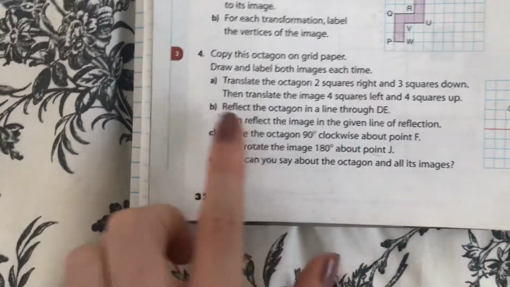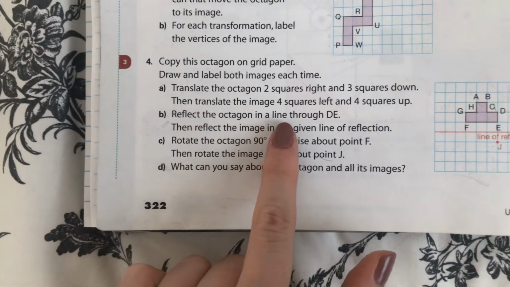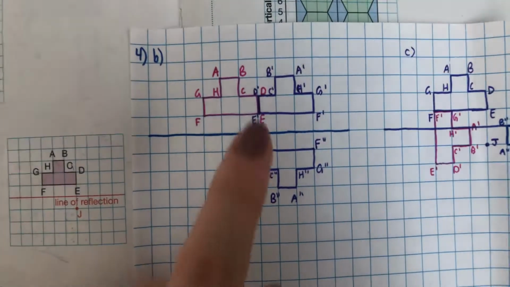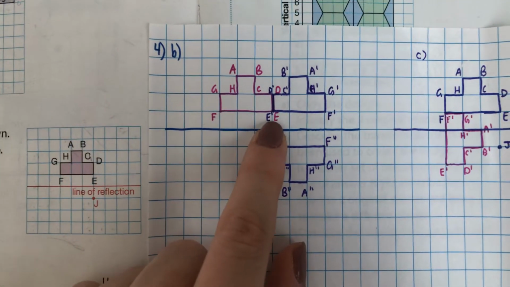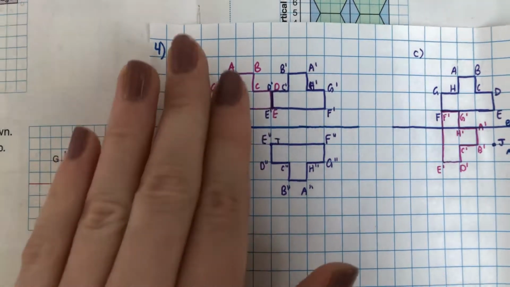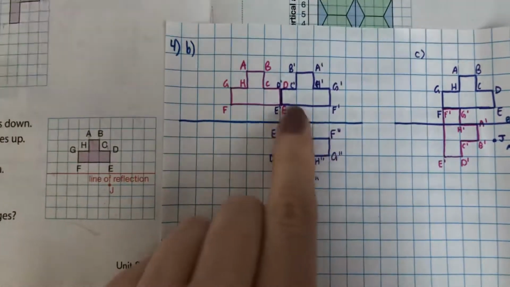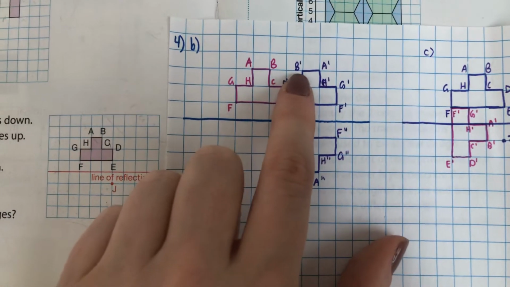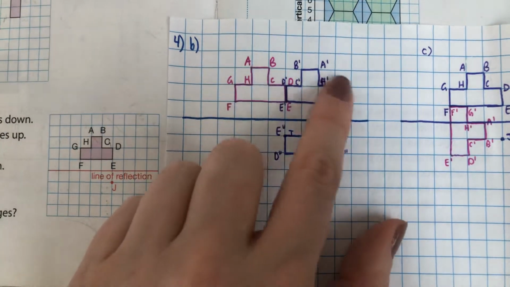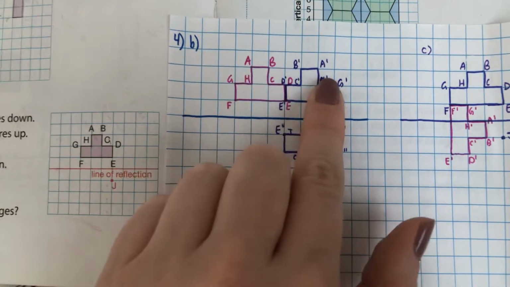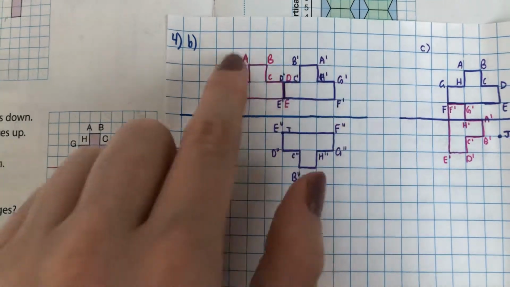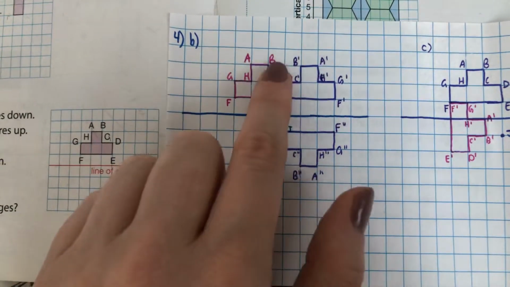Then for B, reflect the octagon in a line through DE. So here's B here, here's my original. So DE is right here, so I reflected my shape over that line, and now it is over here. You can see B are closer together, A's are closer together. It doesn't just translate because it reflected. The A's are on the opposite ends, B's are on the opposite ends.